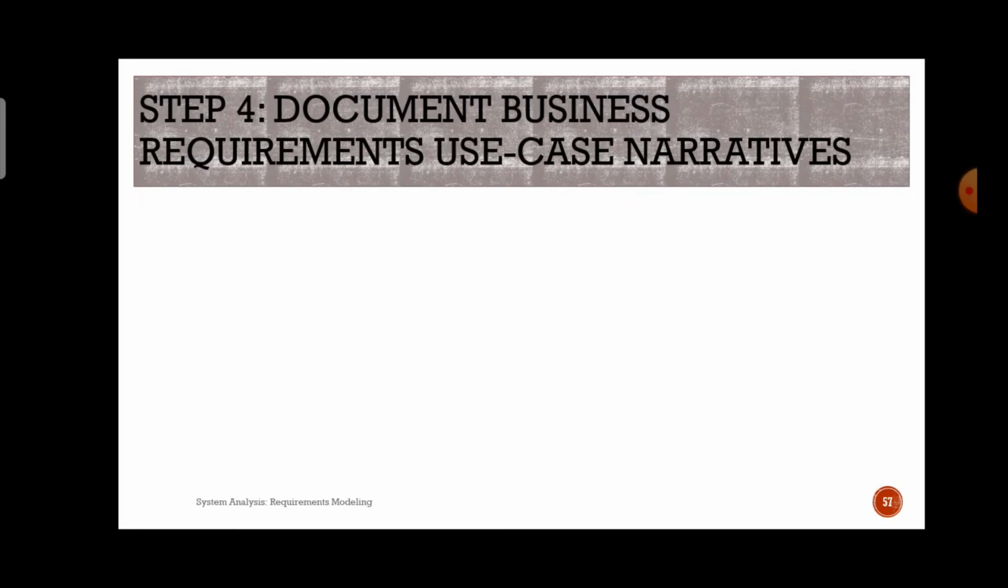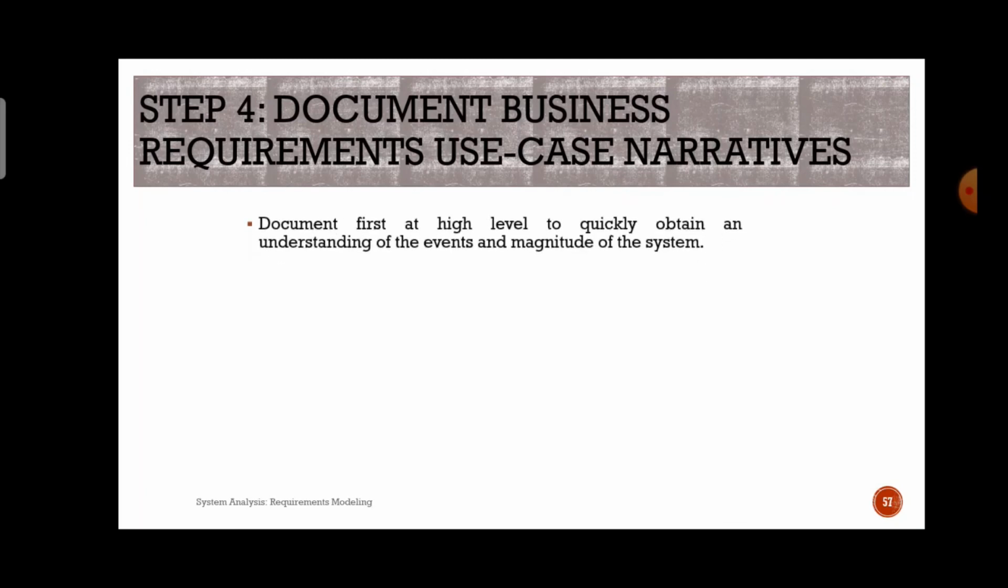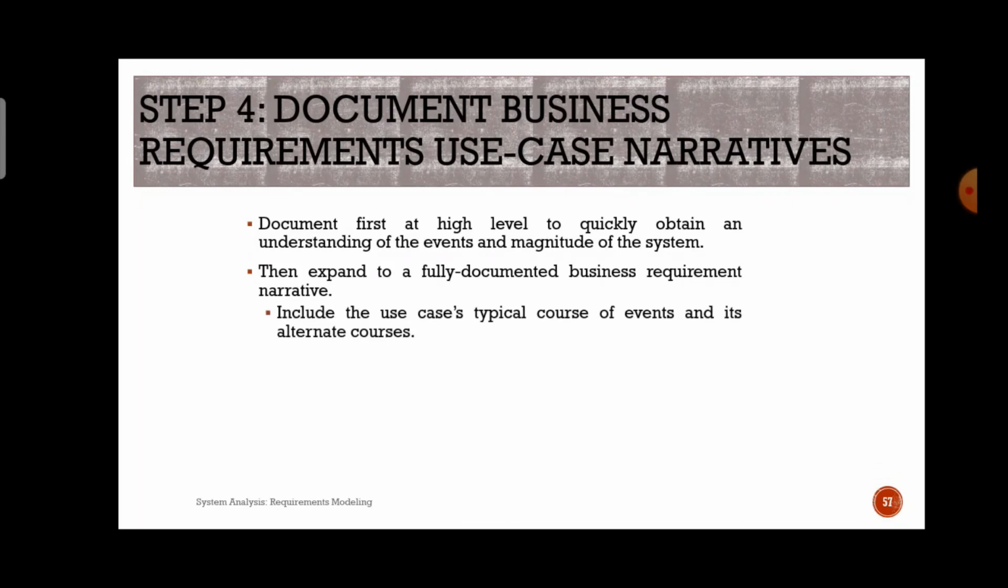The fourth step is document business requirements use case narratives. Document first at a high level to quickly obtain an understanding of the events and magnitude of the system. Then expand to a fully documented business requirement narrative and include the use case's typical course of events and its alternate courses.